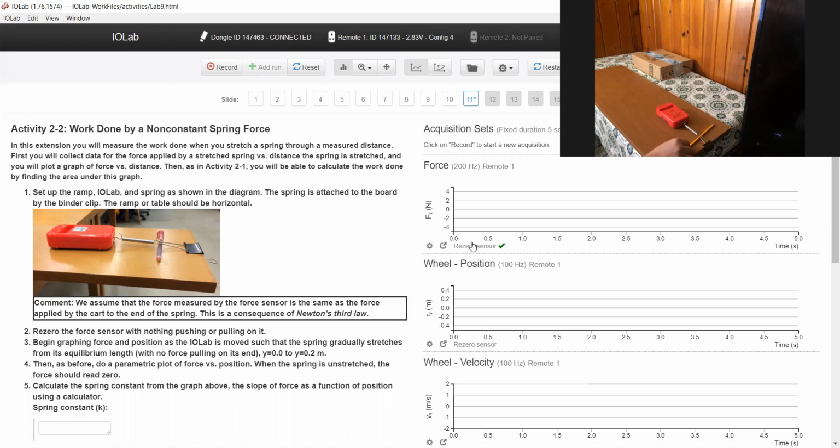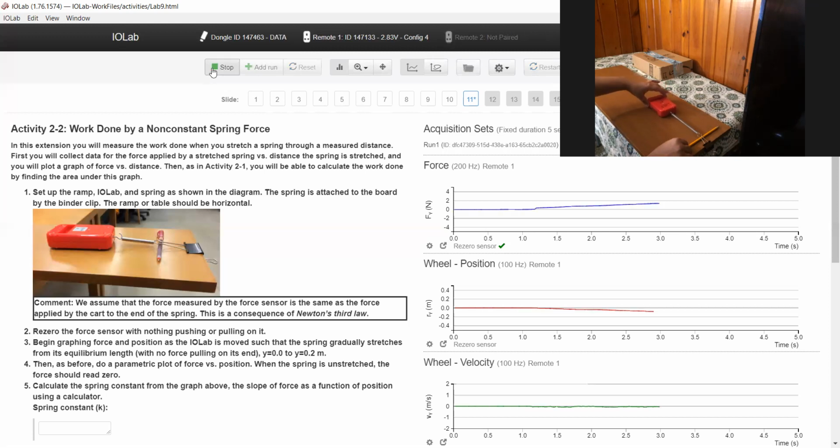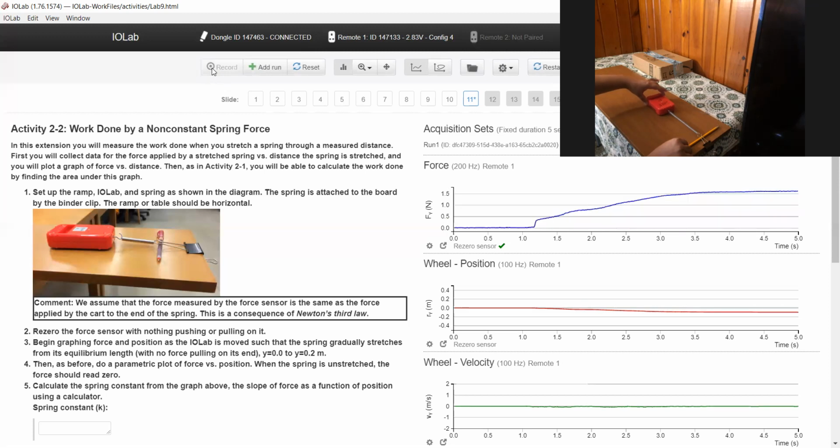Then re-zero the force sensor; we just did it. Begin graphing force and position as the IOLab is moved, so that the spring gradually stretches from equilibrium length with no force pulling on it, by around 0.2 meter. We can click on record, then gradually pull it. It's up to us. Did I go up to 0.2? Not exactly. You may repeat it again.